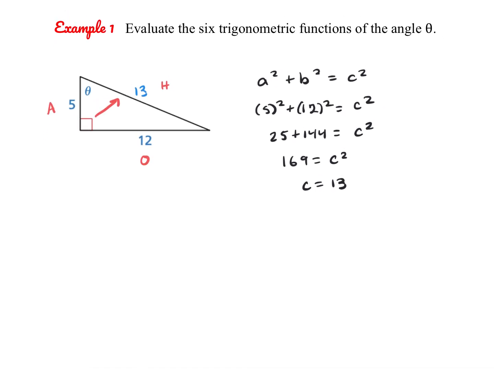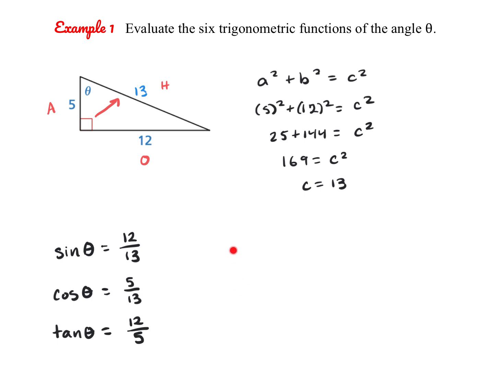Okay, so let's start with the sine of theta. We remember that sine is opposite over hypotenuse, so that ratio would be 12 over 13. We can do cosine of theta, which is adjacent over hypotenuse, so 5 over 13. And then tangent of theta is opposite over adjacent, so 12 over 5.